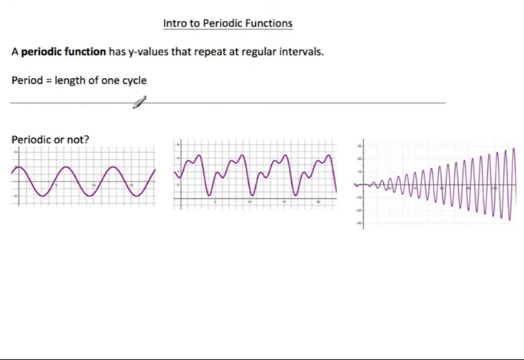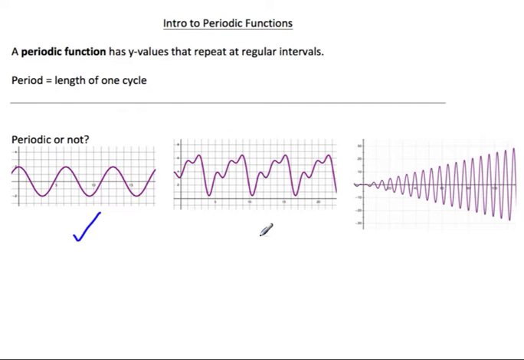So first of all, a periodic function is a function that has y values which repeat at regular intervals. And the word period means the length of a single cycle, how long it takes the graph to repeat. To look at a few examples, this first wave here is an example of a periodic function, because as we go from left to right, we see that the y values repeat at regular intervals. So this is a periodic function.